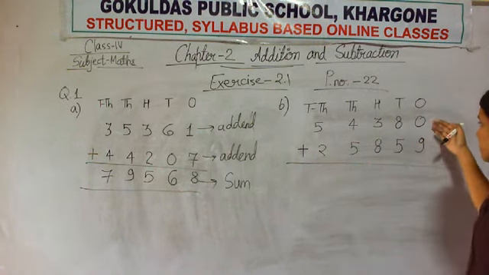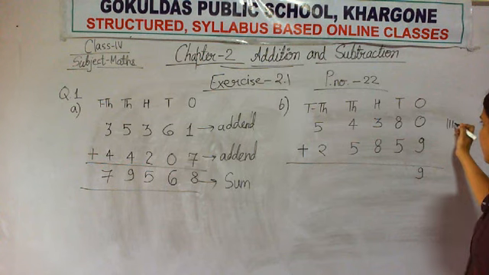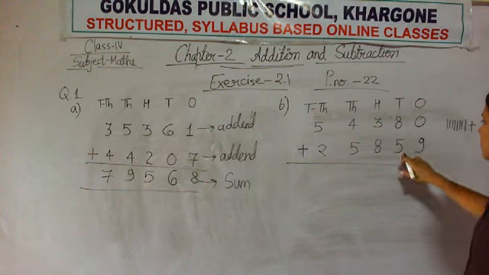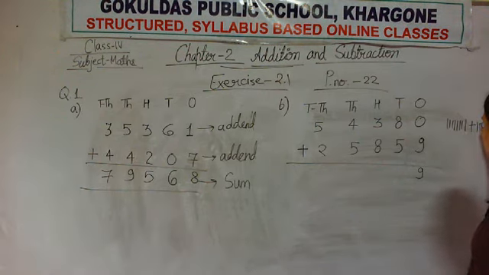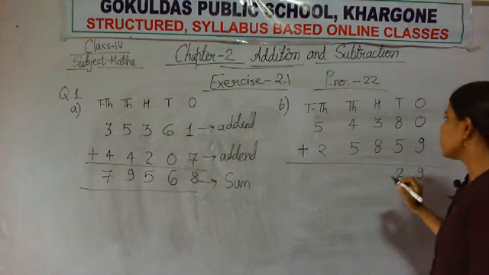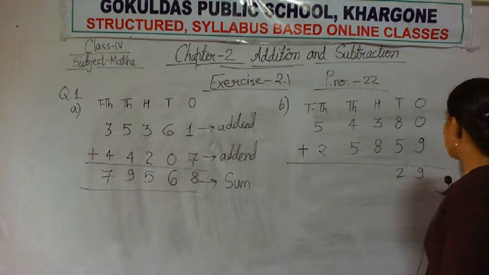Now start adding. 0 plus 9, you will get 9. 8 plus 5. So draw, first digit is 8, so draw 8 sticks. 1, 2, 3, 4, 5, 6, 7, 8. And plus 5 sticks. So 1, 2, 3, 4 and 5. Now start adding. 1, 2, 3, 4, 5, 6, 7, 8, 9, 10, 11 and 12. So the answer is 12.